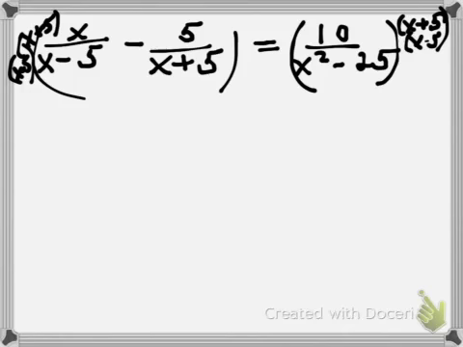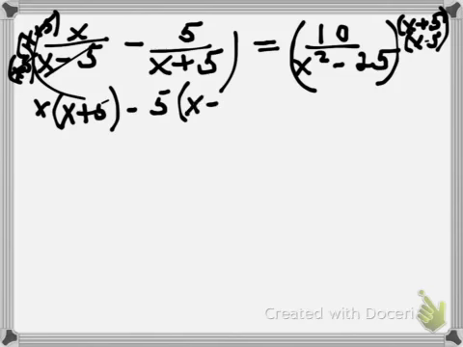So the x minus 5s are going to divide out in this first term, and I'm going to have x times x plus 5. The x plus 5s are going to divide out in the next term, so I'm going to have 5 times x minus 5. And both x plus 5 and x minus 5 are going to divide out with x squared minus 25 to give me 10. And now this is a much simpler equation.